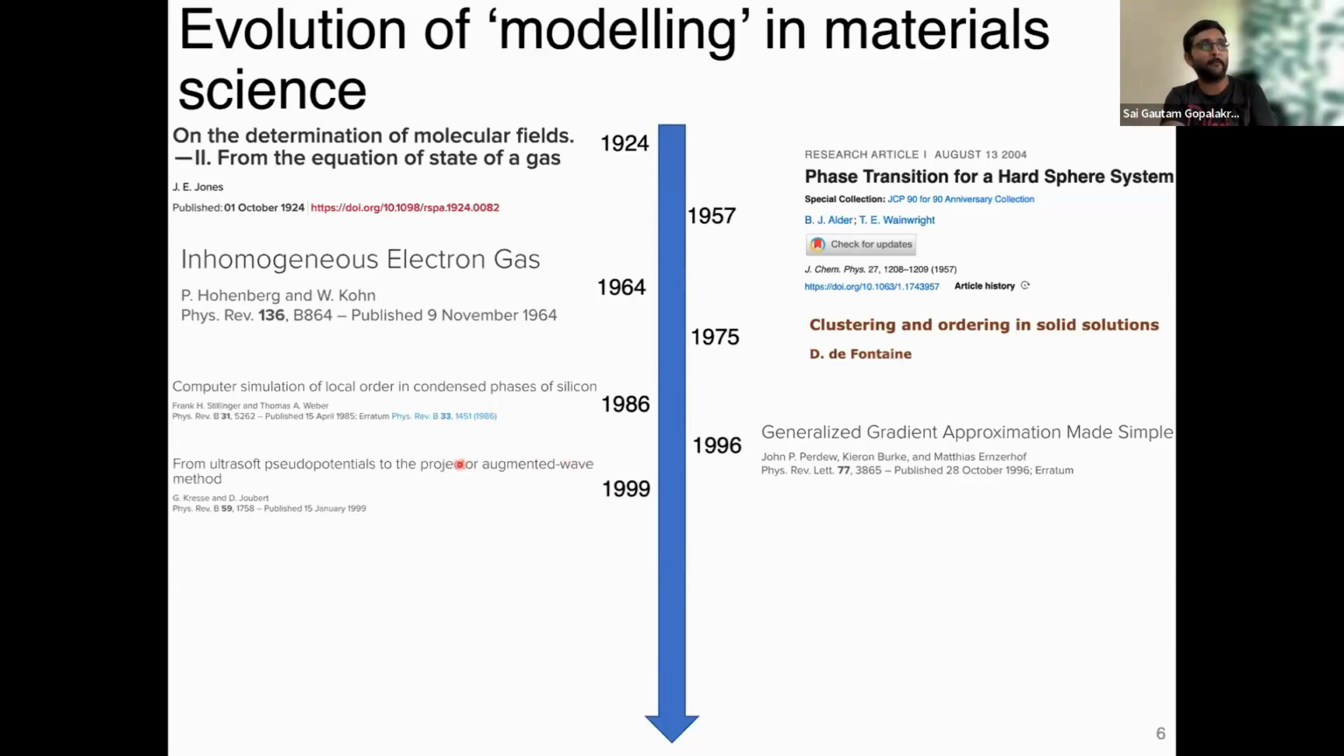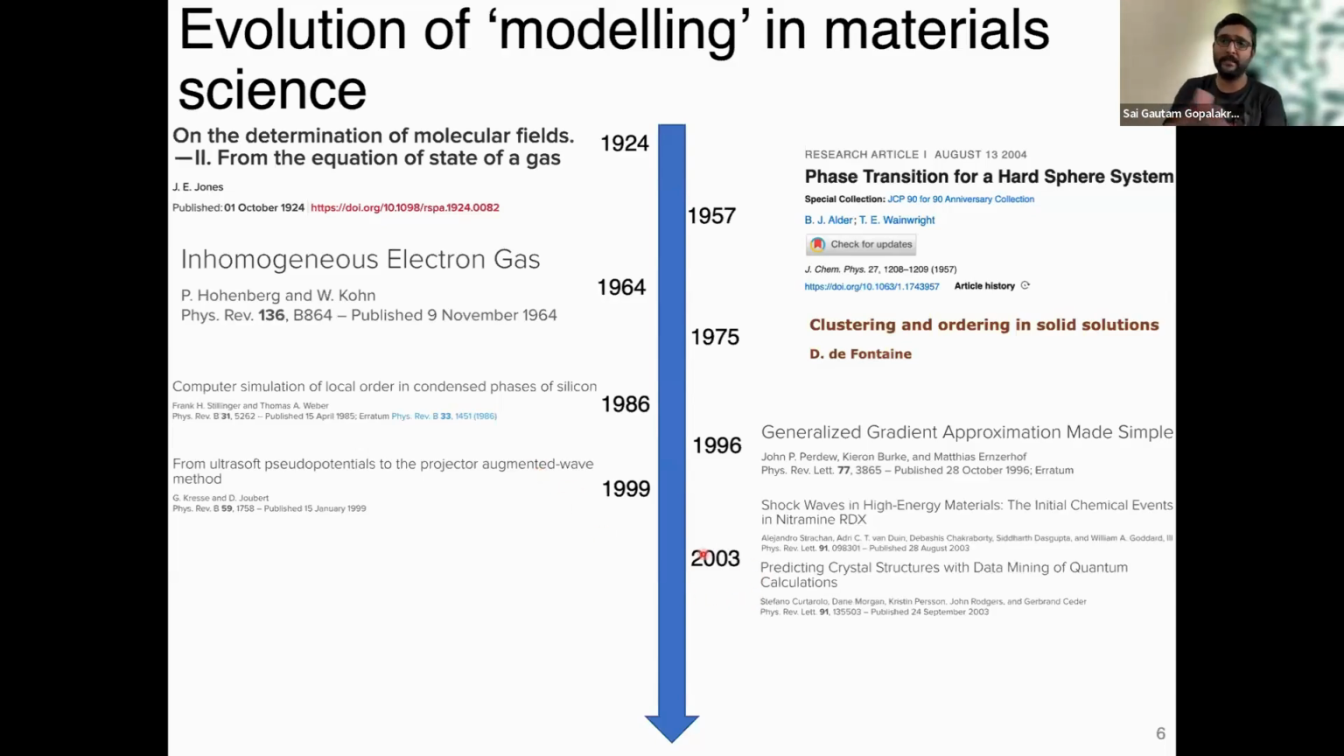99 is when the projector augmented wave method was implemented in the tool called VASP. This is important because the projector augmented wave method increases the accuracy of DFT calculations in predicting material properties. So this is quite an important innovation. And it was plugged into the VASP code, and VASP had 100 users probably in 1999. Now it has tens of thousands or hundreds of thousands of users, if I'm not wrong. So the code became largely popular because you could use it in a fairly easy fashion with fewer handles, and you could get fairly accurate results.